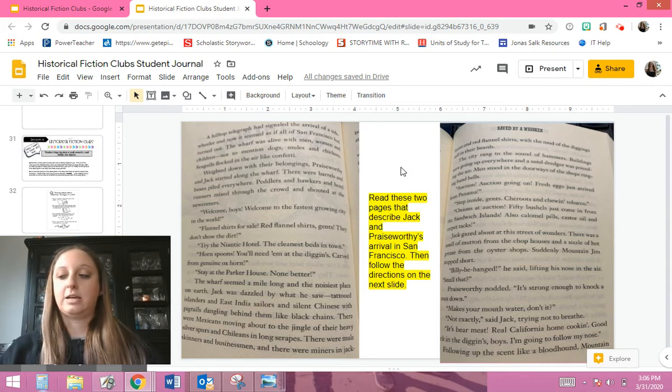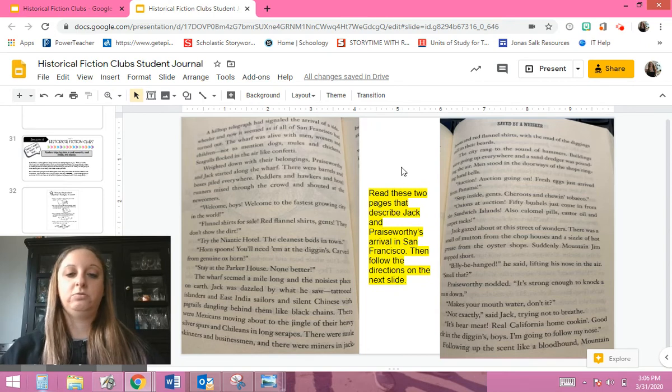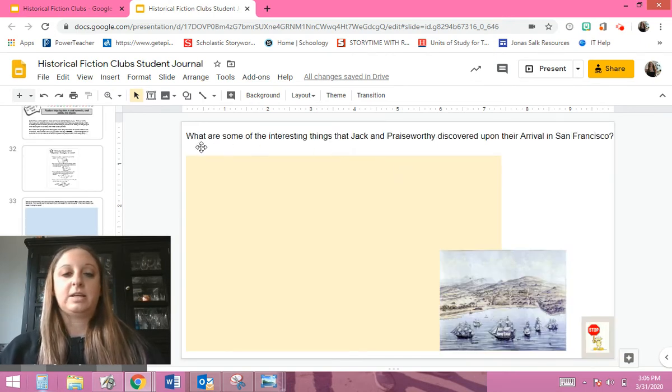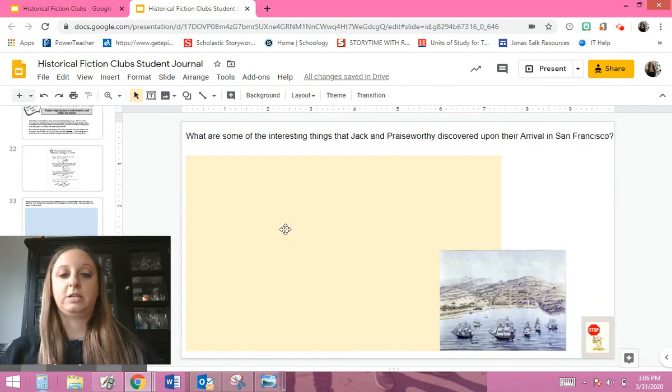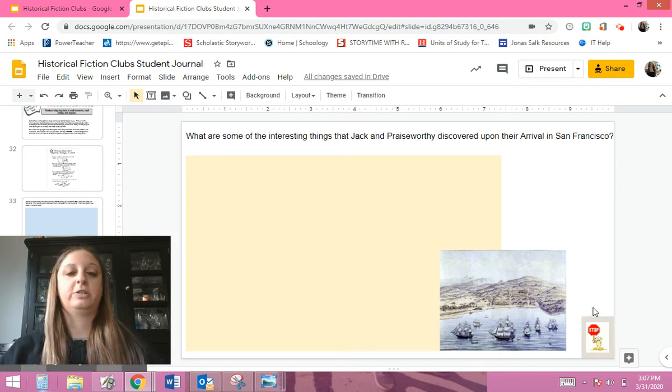Then on the next slide, you are going to answer this. It says, what are some of the interesting things that Jack and Praiseworthy discovered upon their arrival in San Francisco? So you're going to use the evidence from the text on this page, okay, and then you're going to write about it on this page, okay? So what are some of the things that they discovered once they arrived, okay? So you're going to write that over here, and then you're going to see our little stop sign guy here. Okay, and that'll be your stopping point for today.